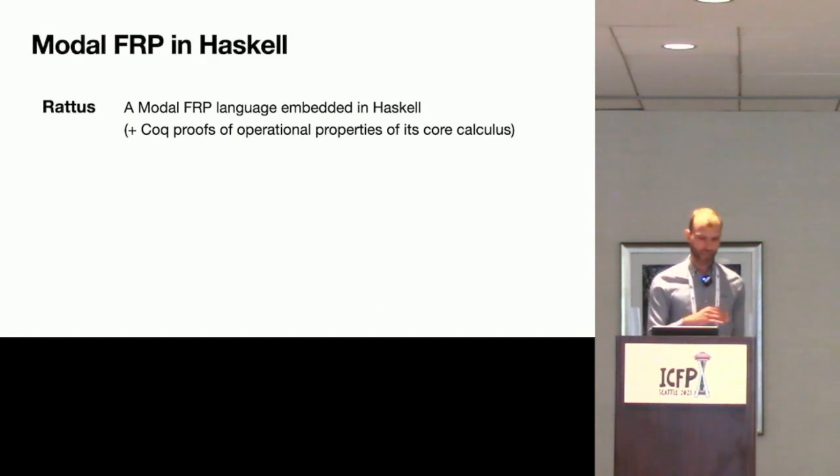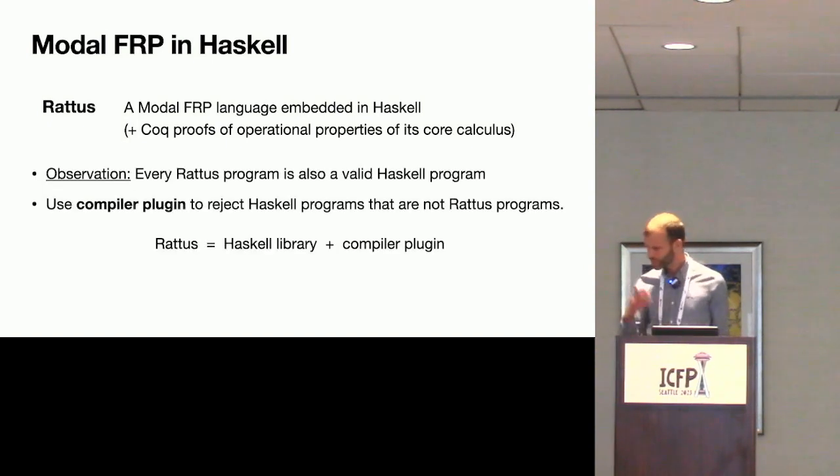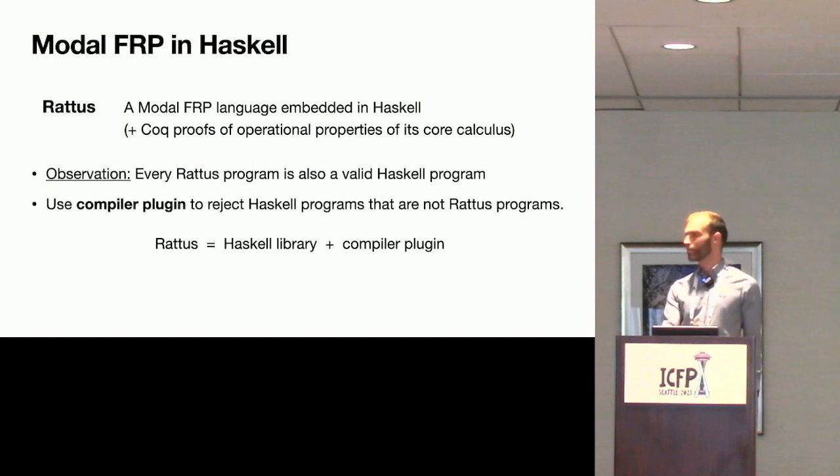And this is what we did with this language Rattus, which is an implementation of a Modal FRP language embedded in Haskell, right? So that's what I want to present to you today. And this is also based on a solid foundation. It's based on a core calculus, which we also have formalized in Coq, so they actually prove all these operational properties that we want to have from this language. Right? And so the implementation itself is based on this very simple observation that every Rattus program is also a Haskell program. Just not vice versa necessarily, right? Not every Haskell program is also a Rattus program.